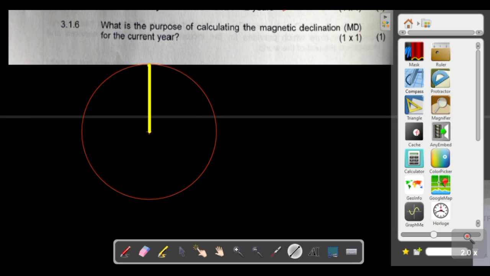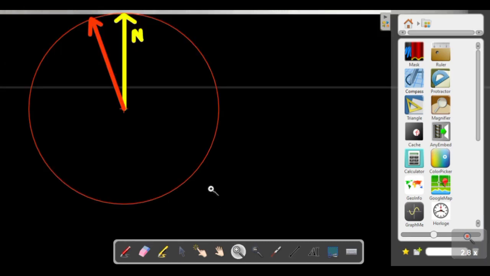Has true north, the geographical north. So this is your north, and then it has magnetic north. So what we are actually measuring, guys. Magnetic north, of course, is the north of the magnetic field around the Earth.